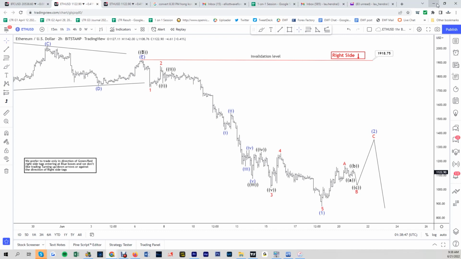GMT, and today we are going to look at the chart of Ethereum. This is a short-term chart. This is 2 hours, which is equivalent to 1 hour, right?